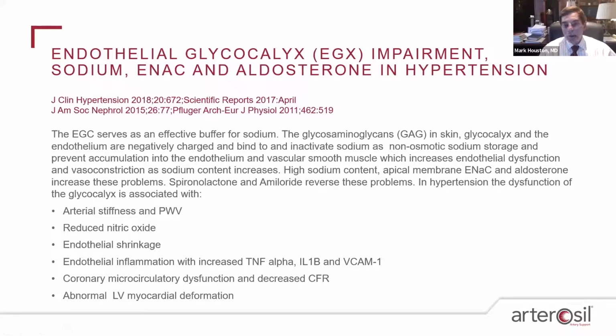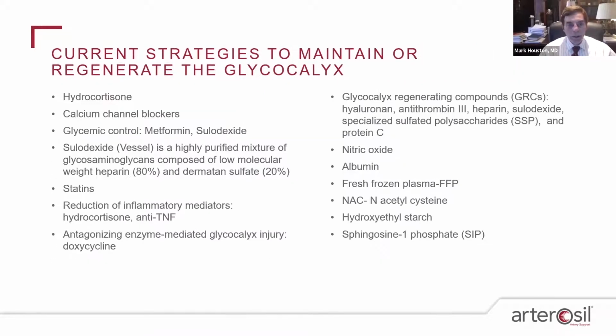And we now have the ability to do genetic SNPs and identify patients who have genetic abnormalities in both the sodium channel as well as aldosterone production. So what are the strategies that we can use to actually regenerate the glycocalyx? Well, some of these you obviously wouldn't use or wouldn't use long term. There are others that obviously would be used.